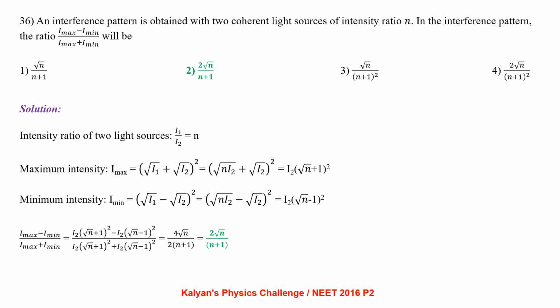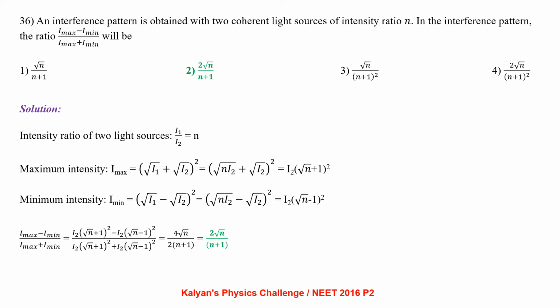An interference pattern is obtained with two coherent light sources of intensity ratio n. In the interference pattern, the ratio (Imax minus Imin) by (Imax plus Imin) will be? The intensity ratio of the two light sources is given to be I1 by I2 equals n. Then the maximum intensity Imax equals (root I1 plus root I2) whole squared. Upon simplification, we get I2 times (root n plus 1) whole squared.